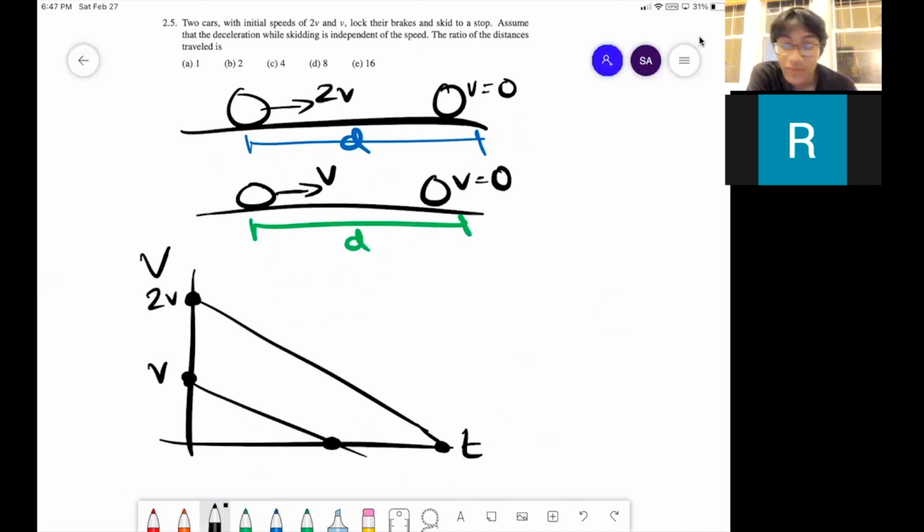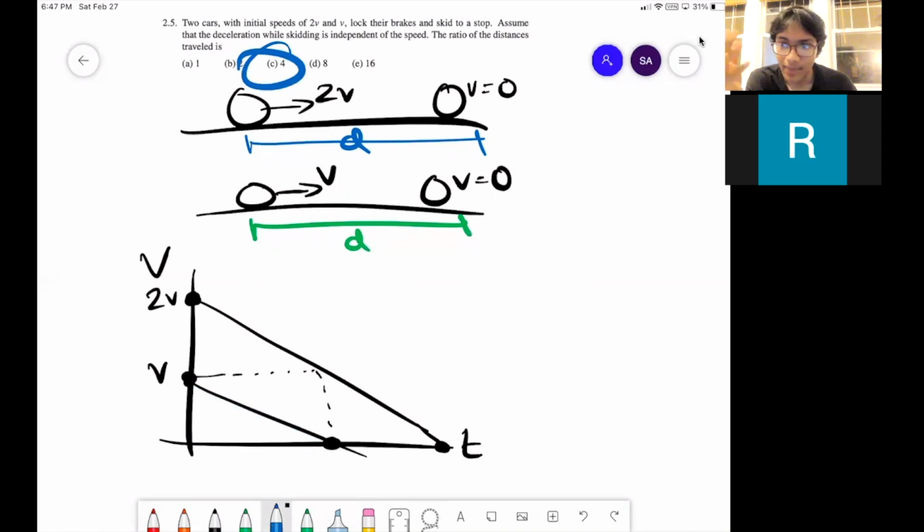Now, before I even get into anything, you can see quite clearly that the distance traveled by the guy who started with a velocity v is exactly 1/4 of the distance traveled by the guy who started with a velocity of 2v. And so we can already begin conjecturing that our answer should be 4. But let's try to do a more mathematical reasoning of this.